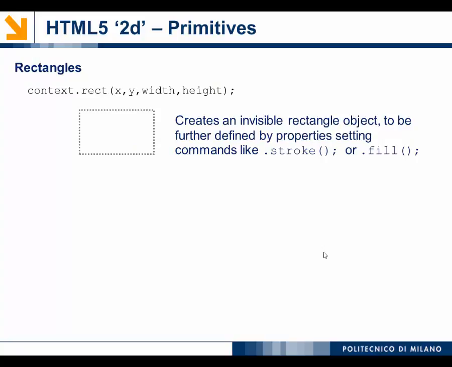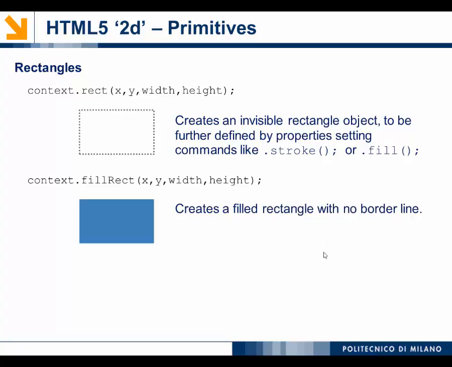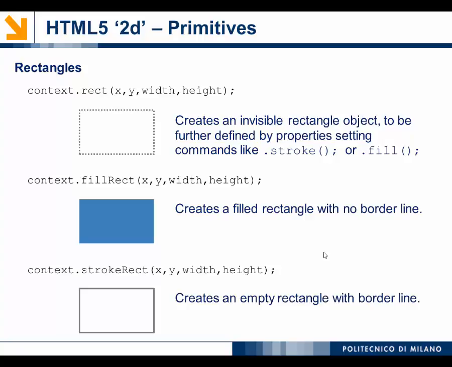The command rectangle requires a position in the Cartesian space, an x and a y position, and the width and the height of the rectangle. Of course, it draws a rectangle that must be stroked or filled later. Fill rectangle, of course, fills with the last color that you set. Stroke just creates an empty rectangle.